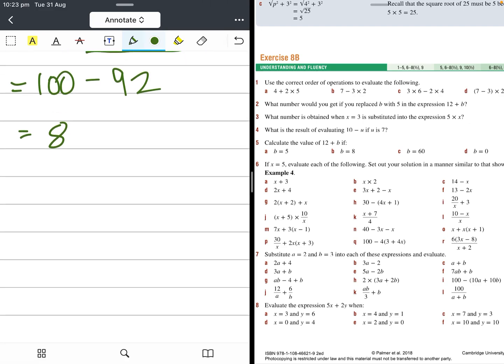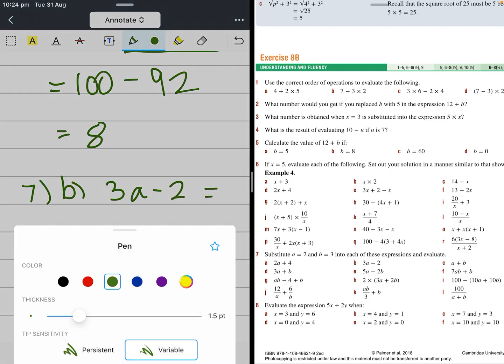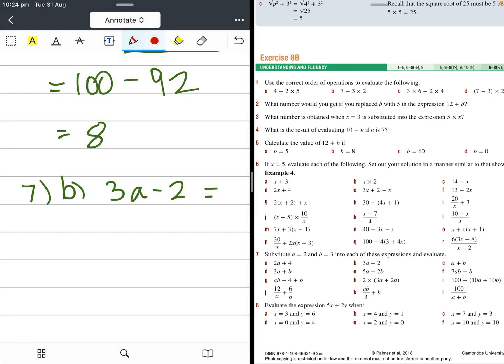Okay, now when you get to question 7, you just have 2 numbers this time to substitute. So question 7 says substitute A equals 2 and B equals 3. So I'm going to do 7B for you. It says 3A take away 2. So I'm going to get my trusty red pen out. Now across the top it said A equals 2. So I'm going to cross out the A and put a 2.